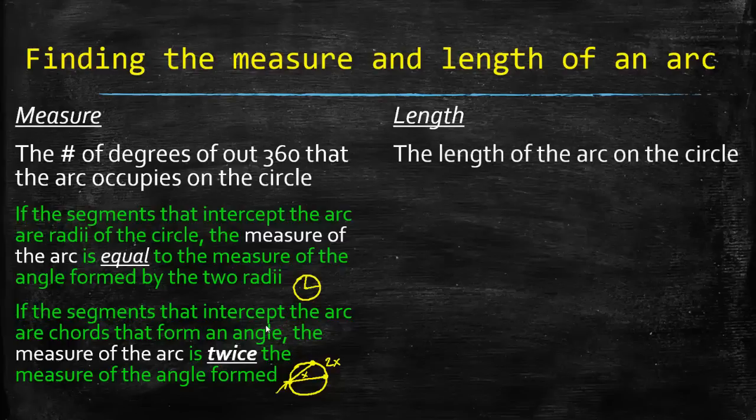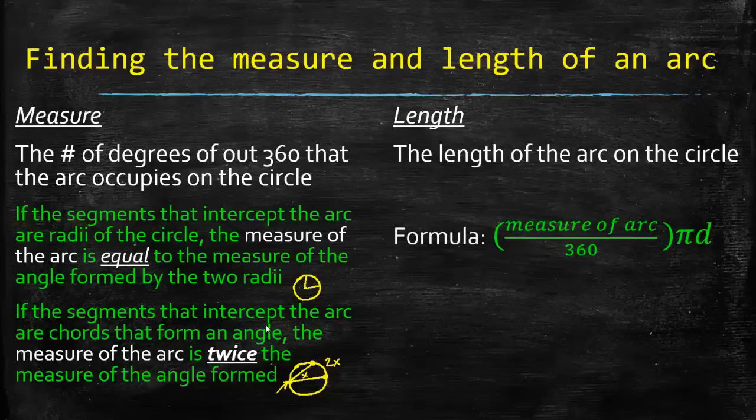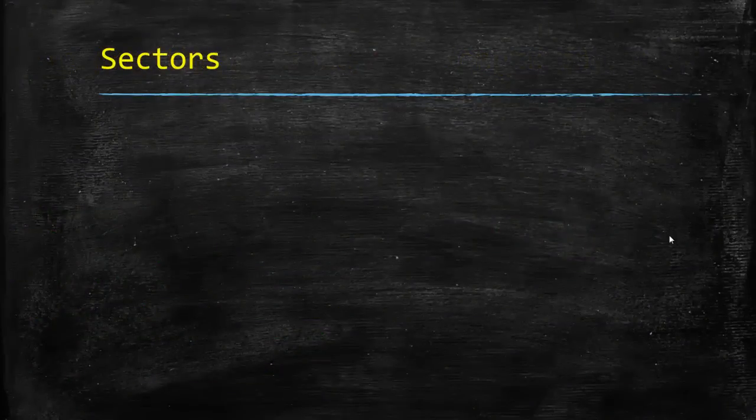All right, now length. The length is the length of the arc on the circle, so that measurement of that curve shape between 2 points. And we use the formula, the measure of the arc, so that's where this comes in, over 360 times pi times diameter. Simple enough. All right, now sectors.